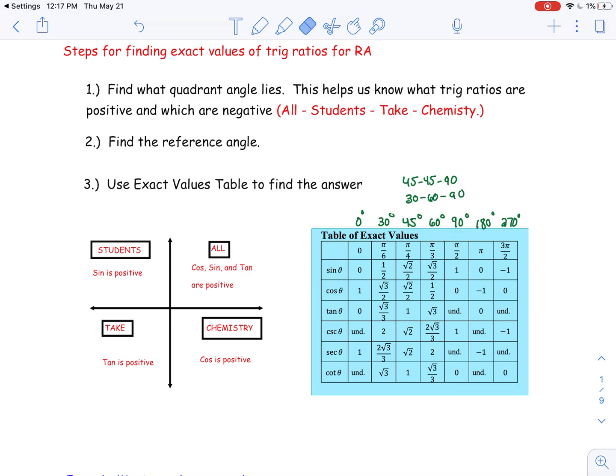So we use this kind of acronym. All students take chemistry, ASTC, to help us remember. All of them are positive. Students starts with an S, so only sine. Take starts with a T, so only tan. Chemistry starts with a C, so only cosine. Then we have to decide what the reference angle is. So first we're deciding where is the angle, what is the reference angle, and then we use the chart to find our exact value.